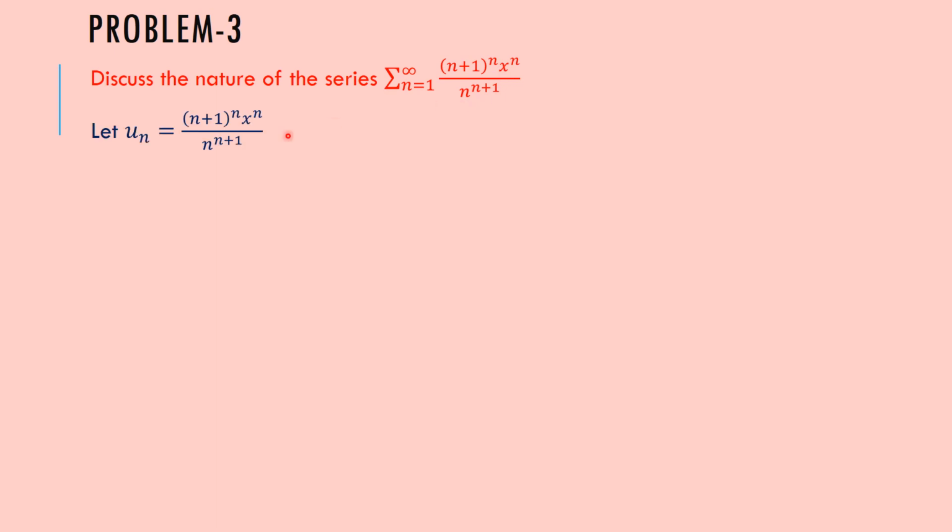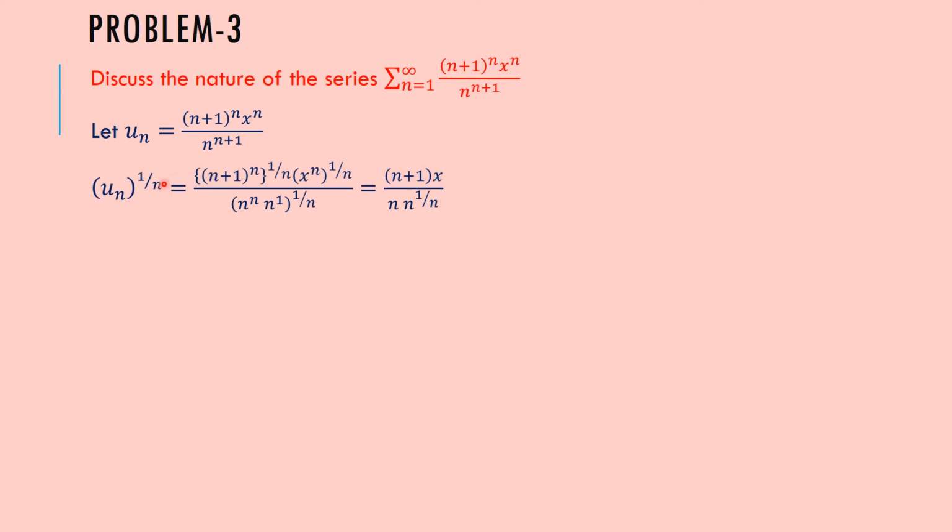See the next problem example. Discuss the nature of the series sigma n from 1 to infinity n plus 1 whole power n x power n divided by n power n plus 1. Take un as it is given and un power 1 by n.